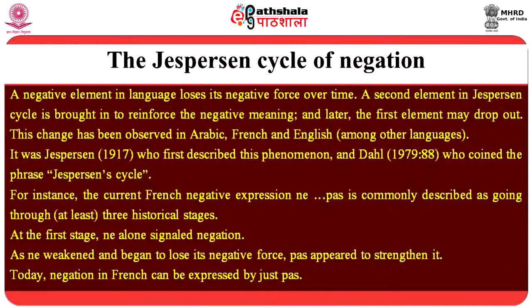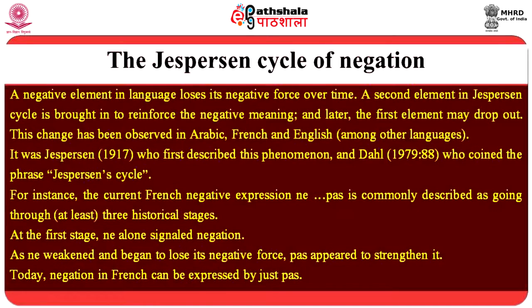The Jespersen cycle of negation. One widely influential textbook example of syntactic language change is in how languages express negation. In what is known as the Jespersen cycle, a negative element in language loses its negative force over time. A second element is brought in to reinforce the negative meaning, and later the first element is dropped out.